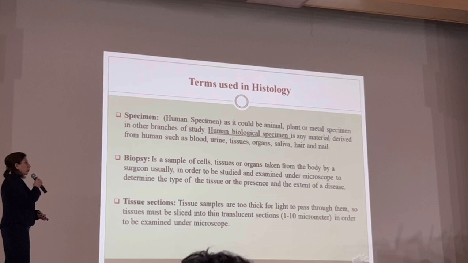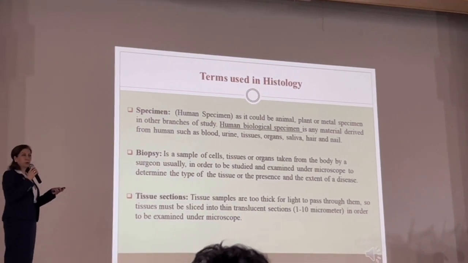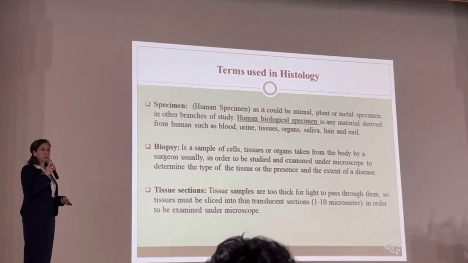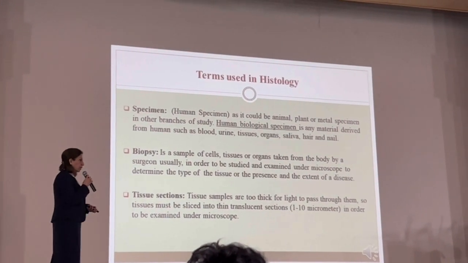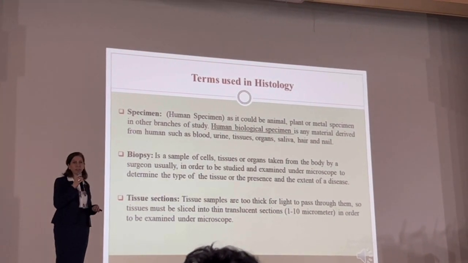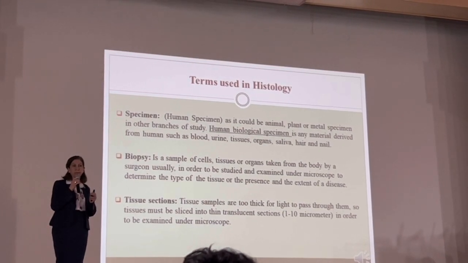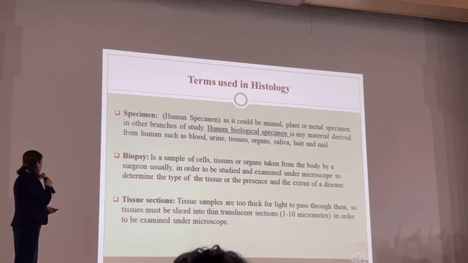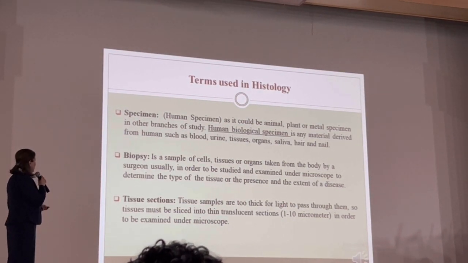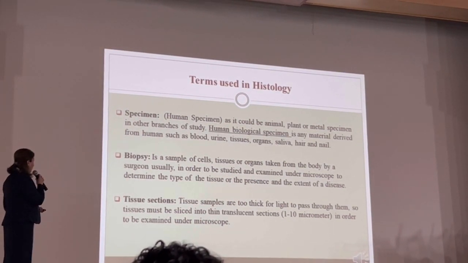So before we start to describe these four main types, we need to describe certain terms in histology and the methods of examination of tissues in general before we start to discuss each tissue type separately. So we have these terms: the specimen, biopsy, tissue sections. We want to define them.